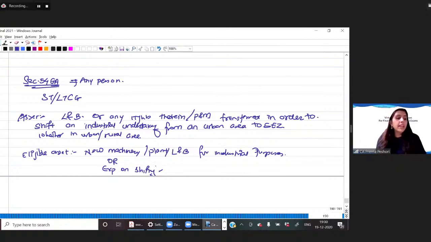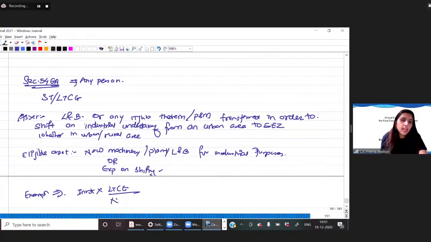Clear? And if you violate the condition within 3 years from the date of transfer, then same result, capital gain exemption will be revoked and that exempted amount will be reduced from cost of acquisition. But what will be the exemption limit? Exemption will be investment into LTCG divided by net sale consideration. So unlike 54, where it is lower of capital gain or investment amount, here it will be investment into LTCG divided by net sale consideration. Clear?